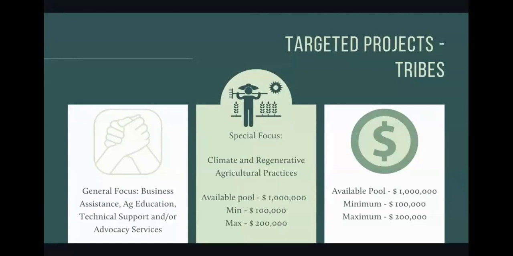The special emphasis category that you are able to apply for if you're applying via a tribe is the climate and regenerative agriculture practices. The available pool here is $1 million. The minimum amount you can put into your application is $100,000. The maximum amount you can request is $200,000. And again, we hope to see projects come in that focus on business assistance, ag education, tech support, and/or advocacy services.